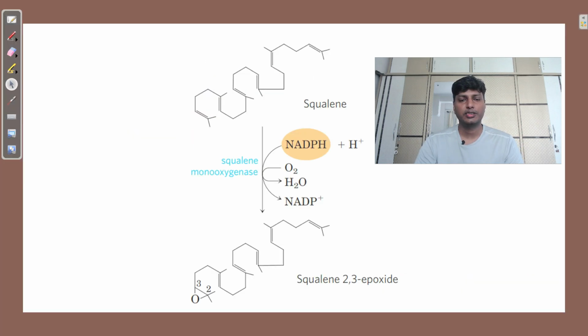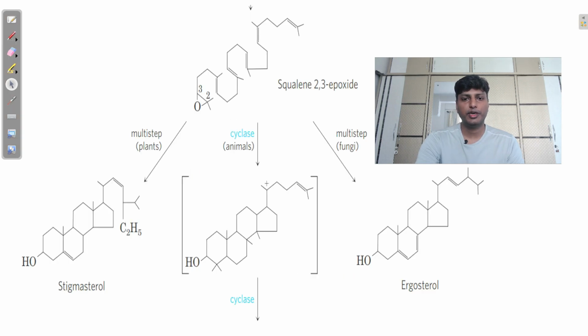Now the important step is, this squalene will now undergo addition of oxygen. Remember, the addition of oxygen occurs with the help of the enzyme called squalene monooxygenase. So as you can see, the oxygen is added on the third carbon, and once the oxygen has been added, there will be an immediate reduction reaction carried out with the help of NADPH. So NADPH will donate the hydrogen and the oxygen will be converted to the OH group. So the net result will be the formation of an OH group, as you can see.